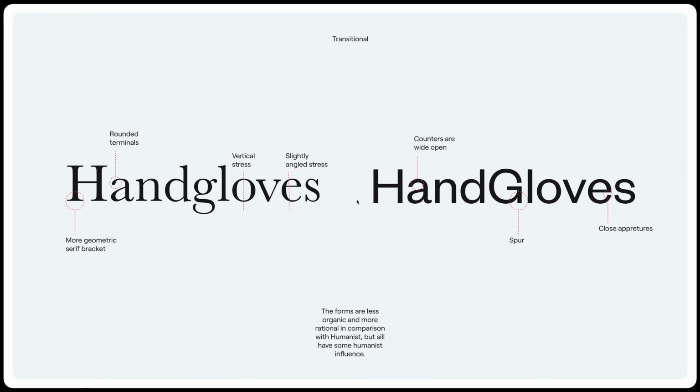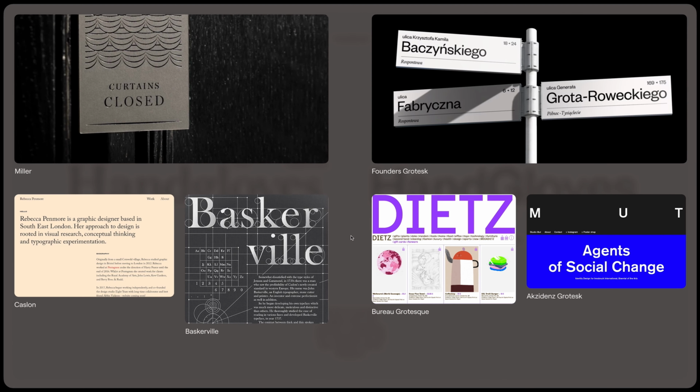For the transitional one, you will find a much more geometric look to the forms, but still there is some sort of human touch to the letters. So that's why it's transitional, in between static and humanist. So you'll see more geometric serif brackets, you'll see rounded terminals, some of the letters now having vertical stress. The counters are wide open. The capital G has this spur, and also closed apertures in sans serif letters. And here are some examples of transitional.